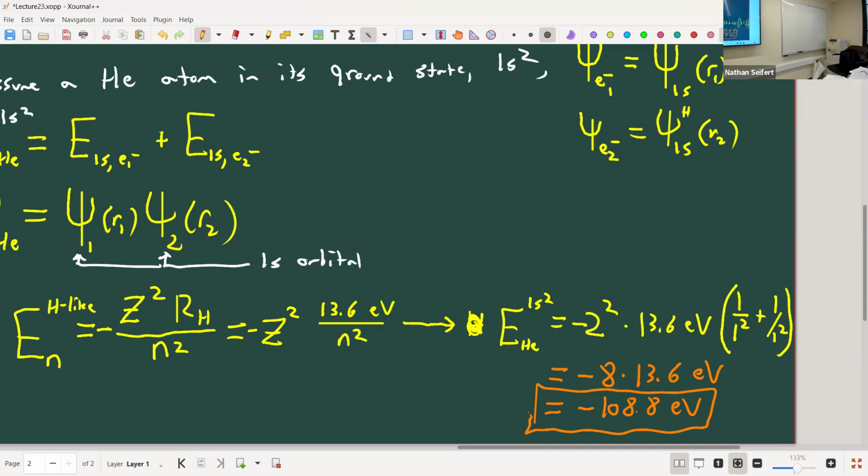We'll see that in molecules, especially. That's how we're going to tackle our molecules, by taking simpler orbitals and adding them together to make it more complicated. And so we get a prediction of minus 108.8 eV. Remember what this means. This means that the ionization energy, the energy to remove 2 electrons from helium, is 109 eV, roughly.